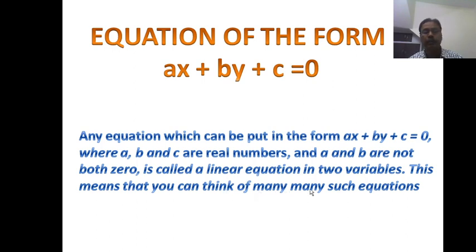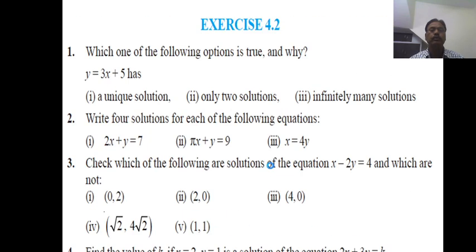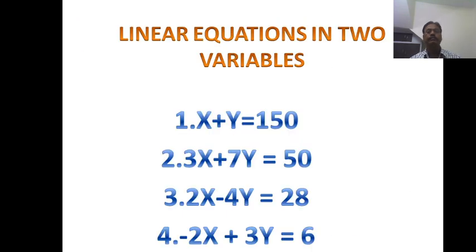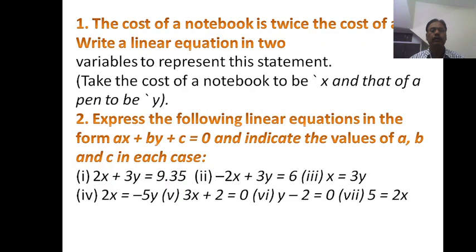And what are a, b and c? They are real numbers. And this means that you can think of many such equations. I have already shown you there are so many equations here. We can write so many equations like this, linear equations in two variables. Understand? Now, every equation which is of the form ax plus by plus c equal to 0 is called linear equations in two variables.